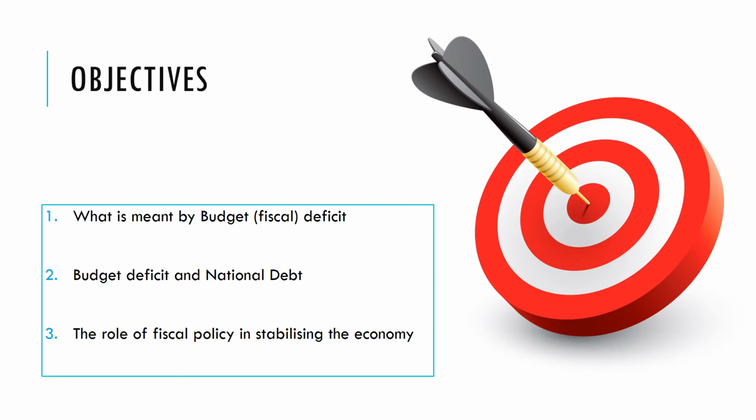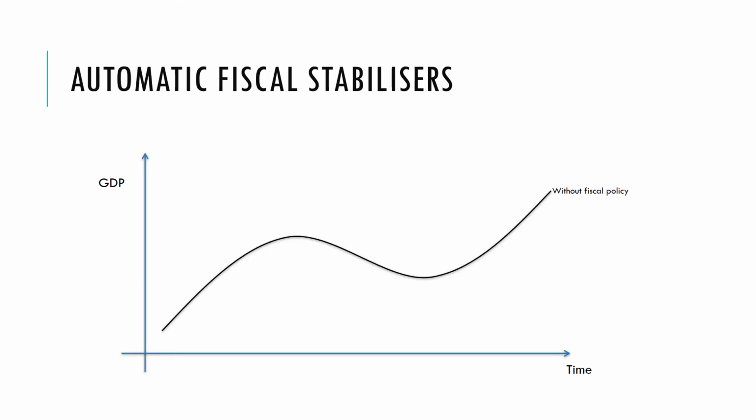Let's now look at the role of fiscal policy in stabilizing the economy. So let's imagine that this is the trade cycle in an economy without government. So GDP tends to go up and down over time through the 4 phases of the trade cycle. And this is without the government, so without the use of fiscal policy.